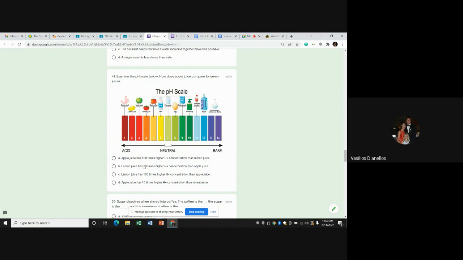Anyway, the key here is that we know 10 is the number. So we know it's either B or C. Lemon juice has 10 times higher H plus concentration. Yep, that's the answer.